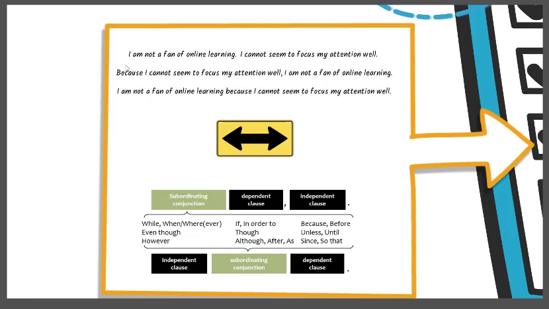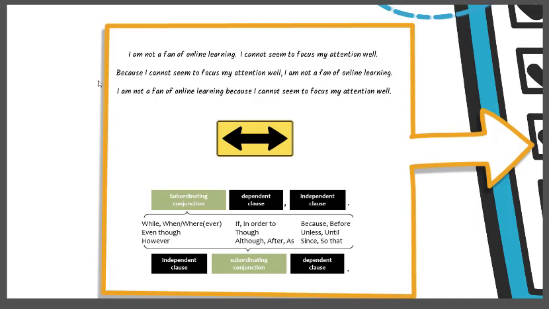In these sentences, I have the two original ones that need to be combined. I am not a fan of online learning. I cannot seem to focus my attention well. Using this first formula, we're going to use the word because. The reason why we're choosing because is because of the relationship between the two. Because of something, the other thing occurs.